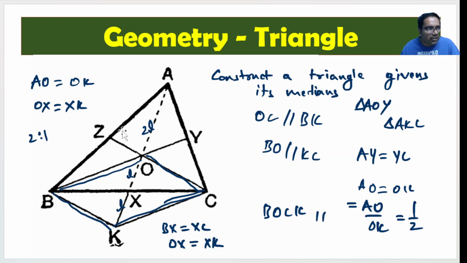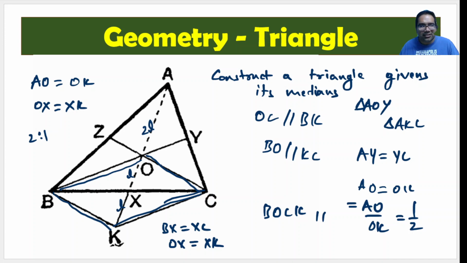So constructing a triangle when given its sides is very easy, right? Three sides, or two sides and one angle, or two angles and one side. These things are very easy. But how do you construct it when you are given medians, right? You are given the lengths of three medians. Then you have to construct the triangle. That is a little challenging. We'll pick that up in another session.